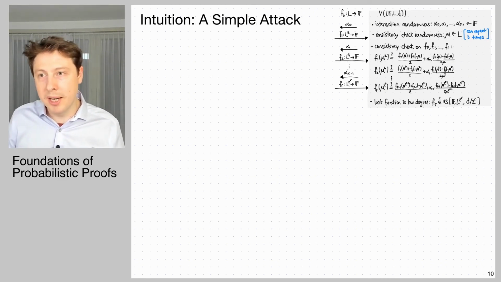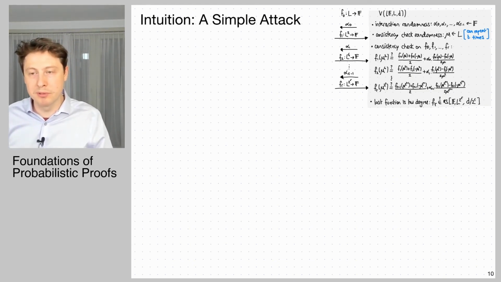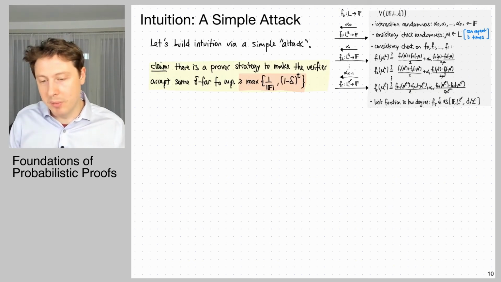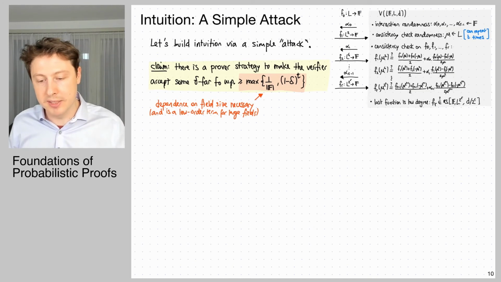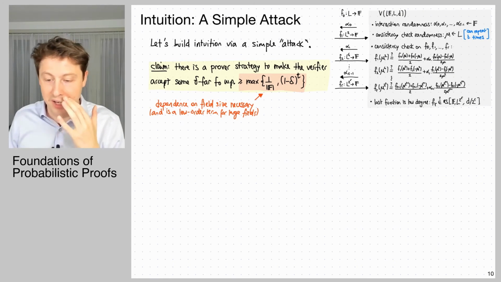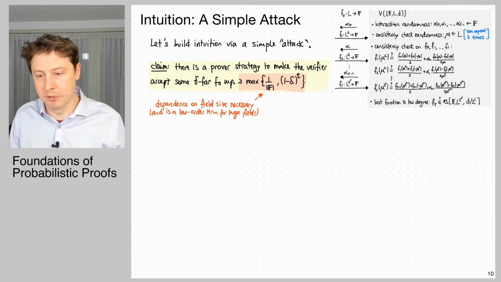One way to gain intuition about what type of statements you would want to prove is to first understand what the prover can do. So let's build intuition by proving that there is a prover strategy, in fact an efficient one, that makes the verifier accept some delta-far f0 with probability at least 1 over the field size. This tells us that dependence on field size is necessary. It is a lower order term for larger fields, but for smaller fields, you have to account for it.